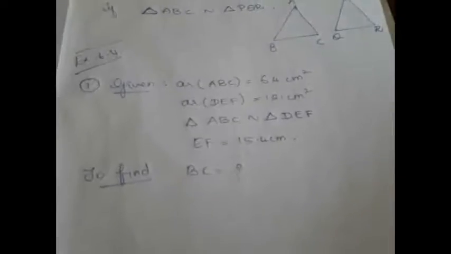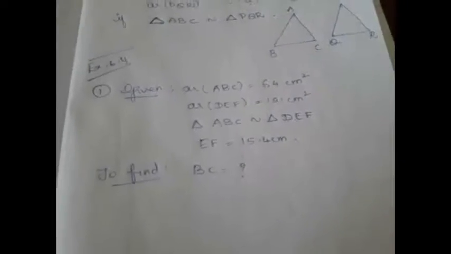First question, they have given you triangle ABC is similar to triangle DEF and the areas of both the triangles are given and one side EF is given. They asked you to find BC. Now if you check out the similarity criteria, EF is given and they asked you to find BC. Yes, very well, they are corresponding sides.